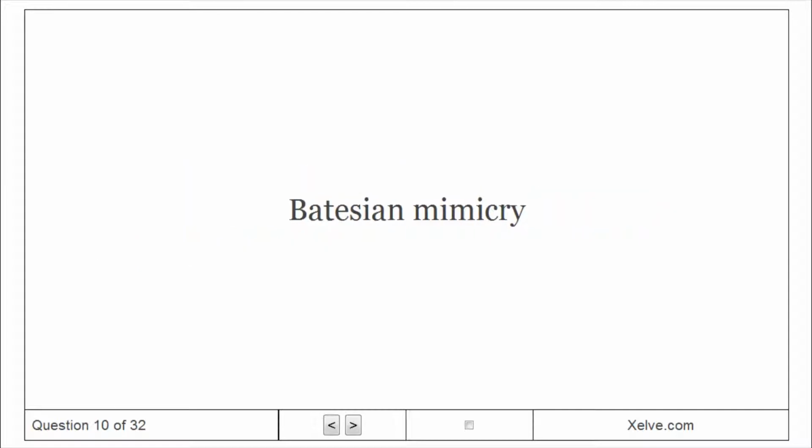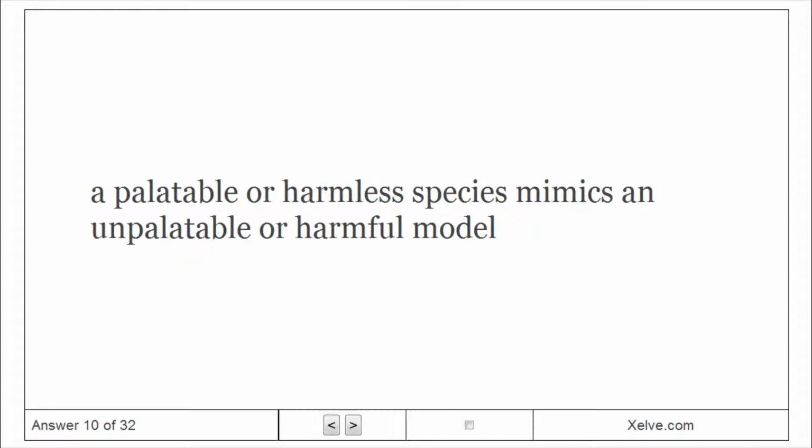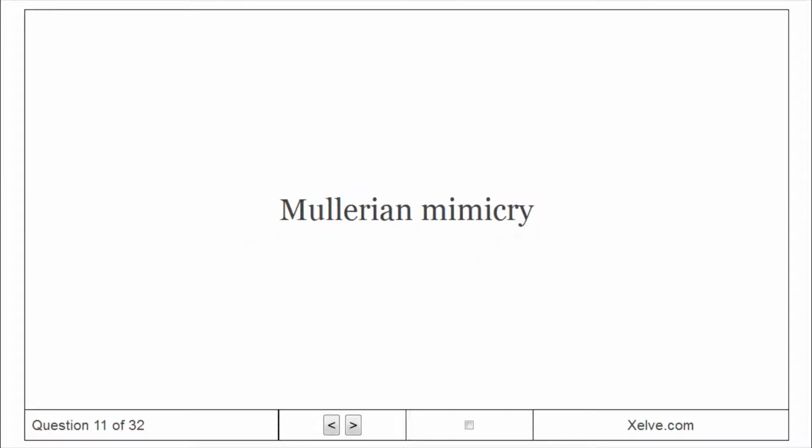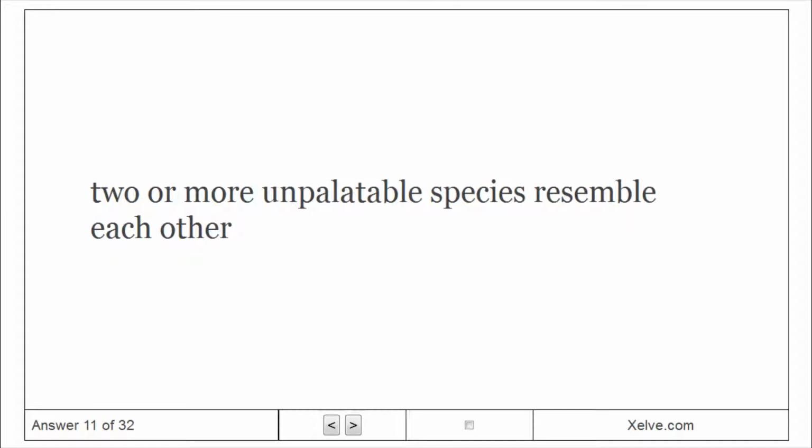Batesian mimicry. A palatable or harmless species mimics an unpalatable or harmful model. Mullerian mimicry. Two or more unpalatable species resemble each other.